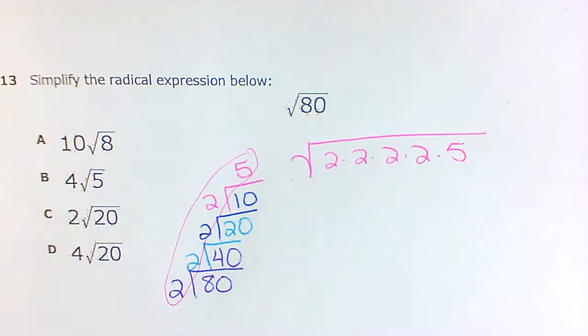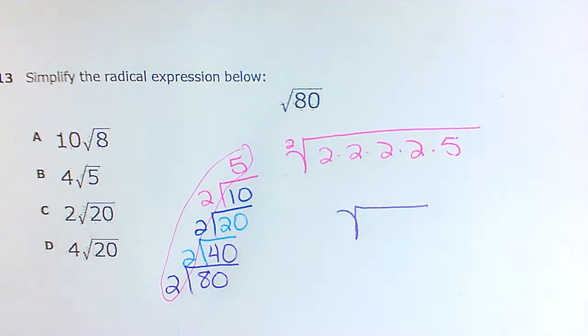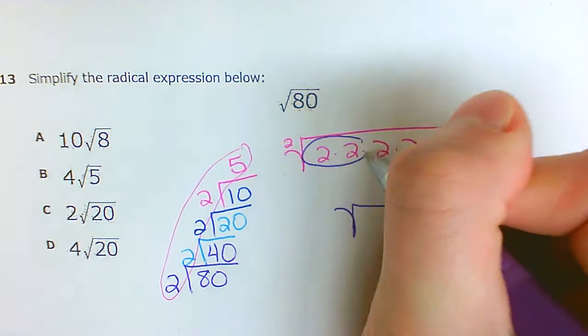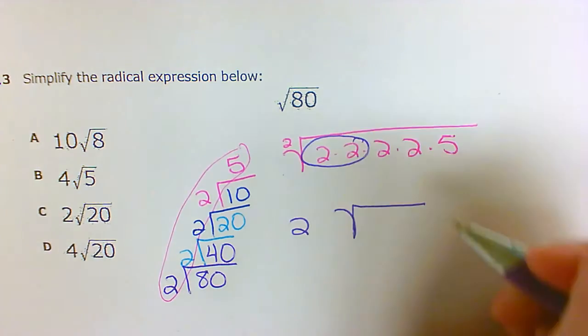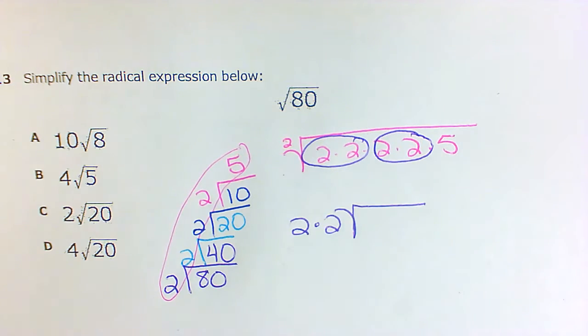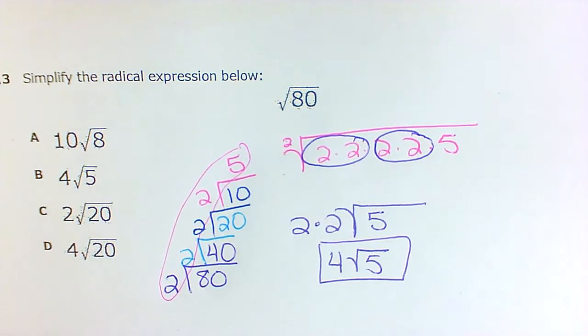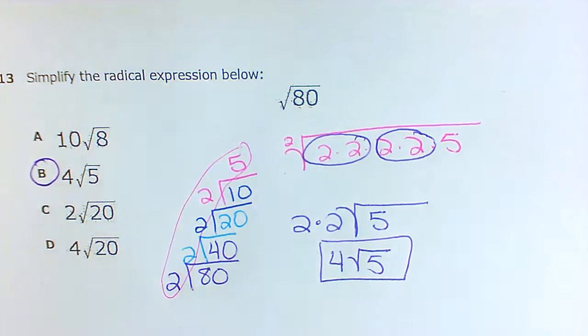Now remember, when you are taking the square root, there's an imaginary 2 right here. So what you're actually looking for is groups of 2. So when I put my new square root sign, there's a group of 2s that goes on the outside. There's a group of 2s that's on the outside. And when there's more than one number, you need to multiply them together. Now 5 did not have a partner, so it stays inside the house. So when I simplify this thing completely, I've got 4 square roots of 5, which means it should be B.